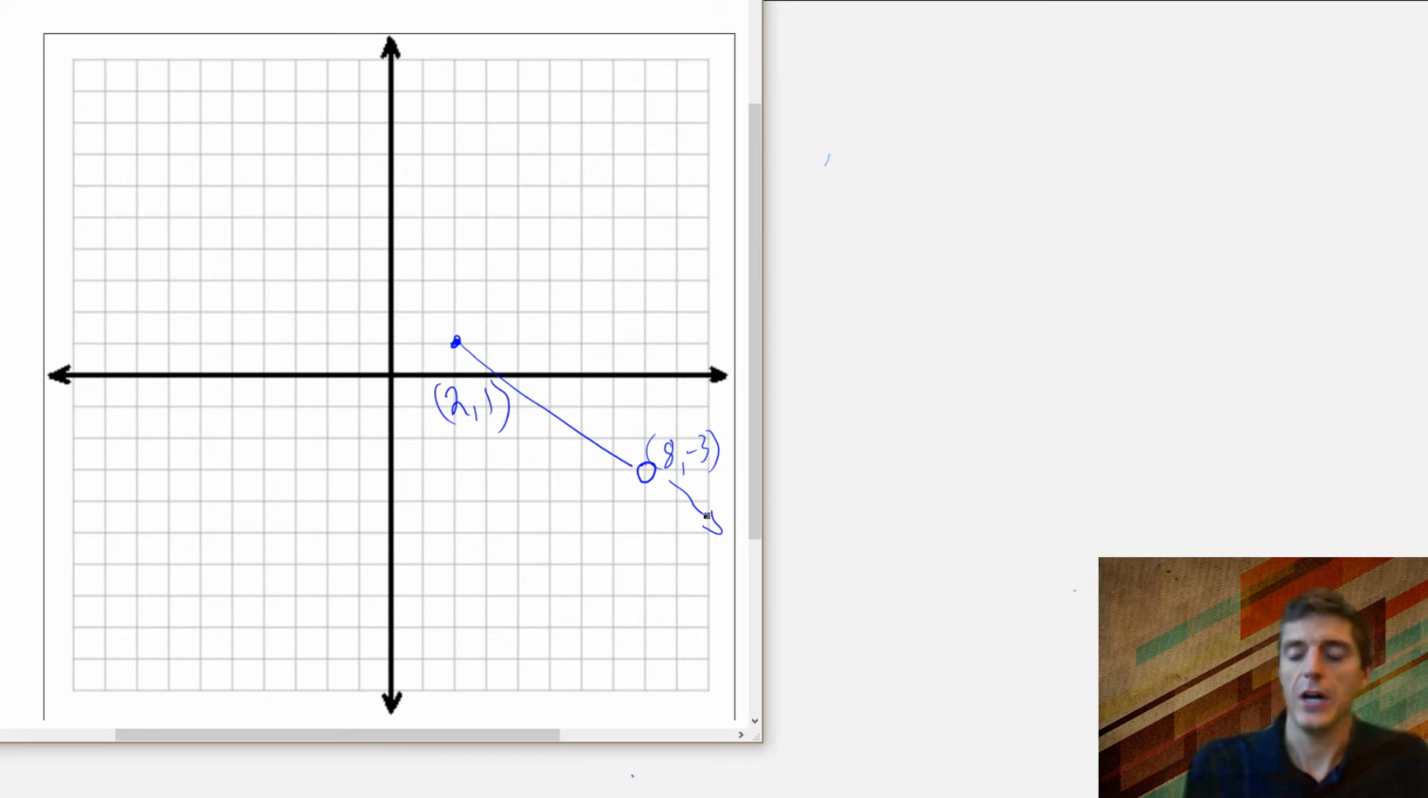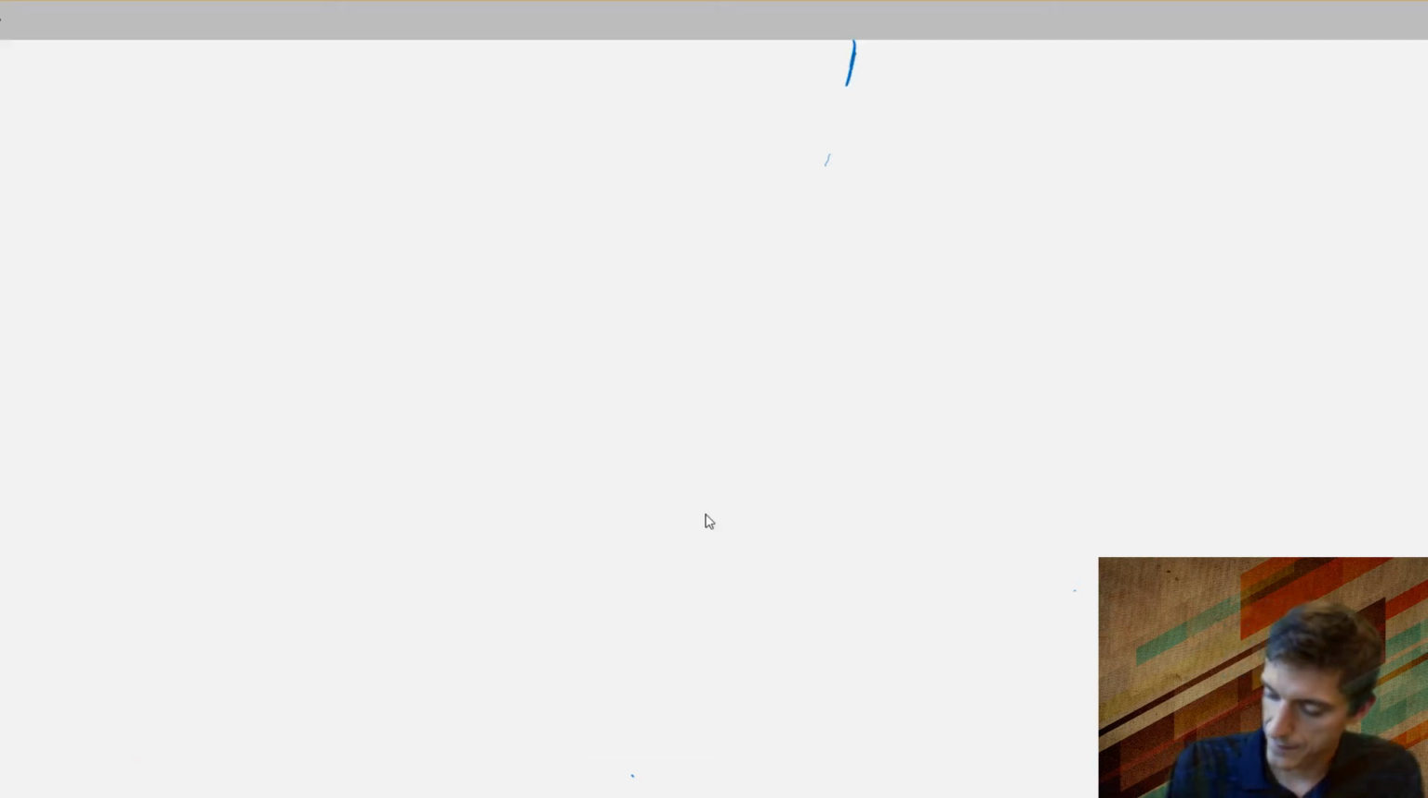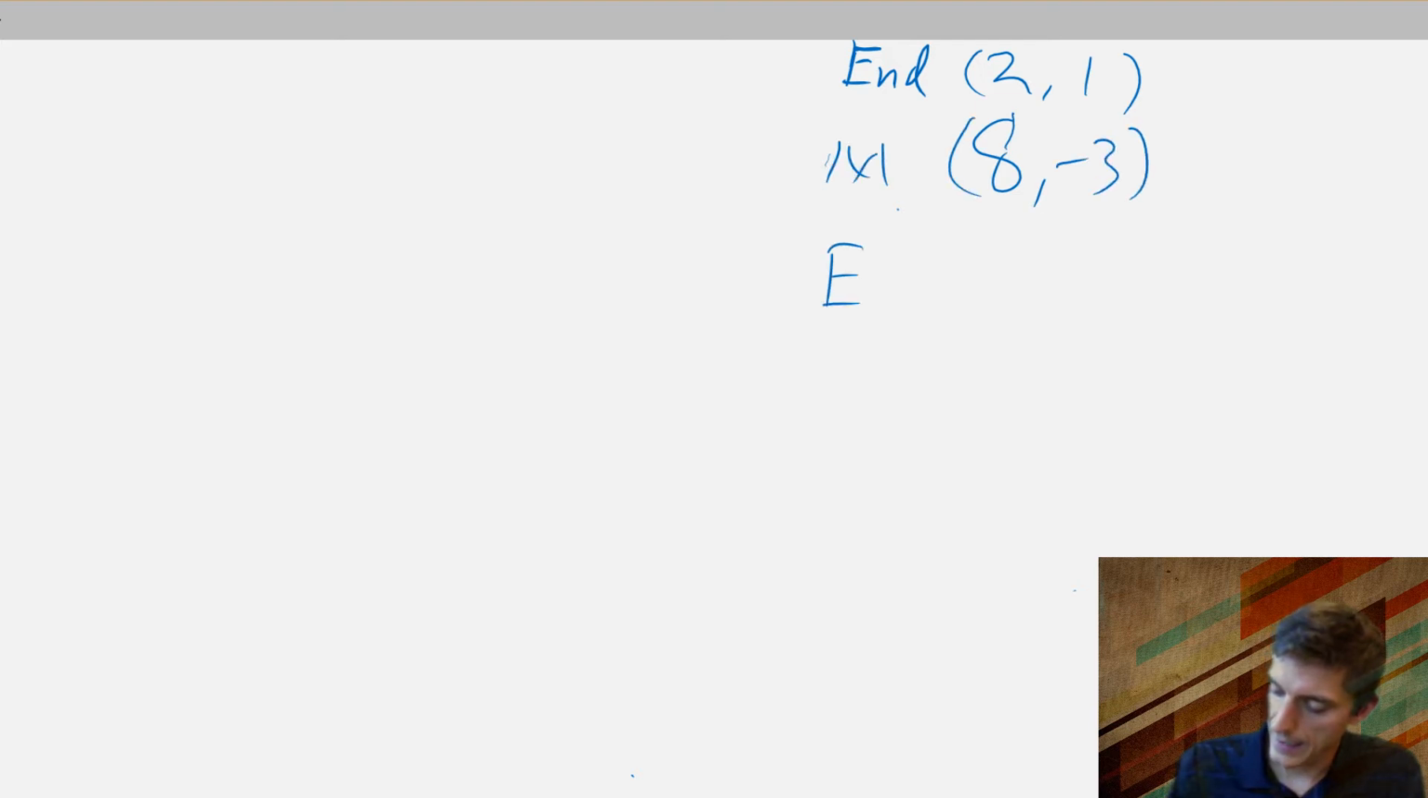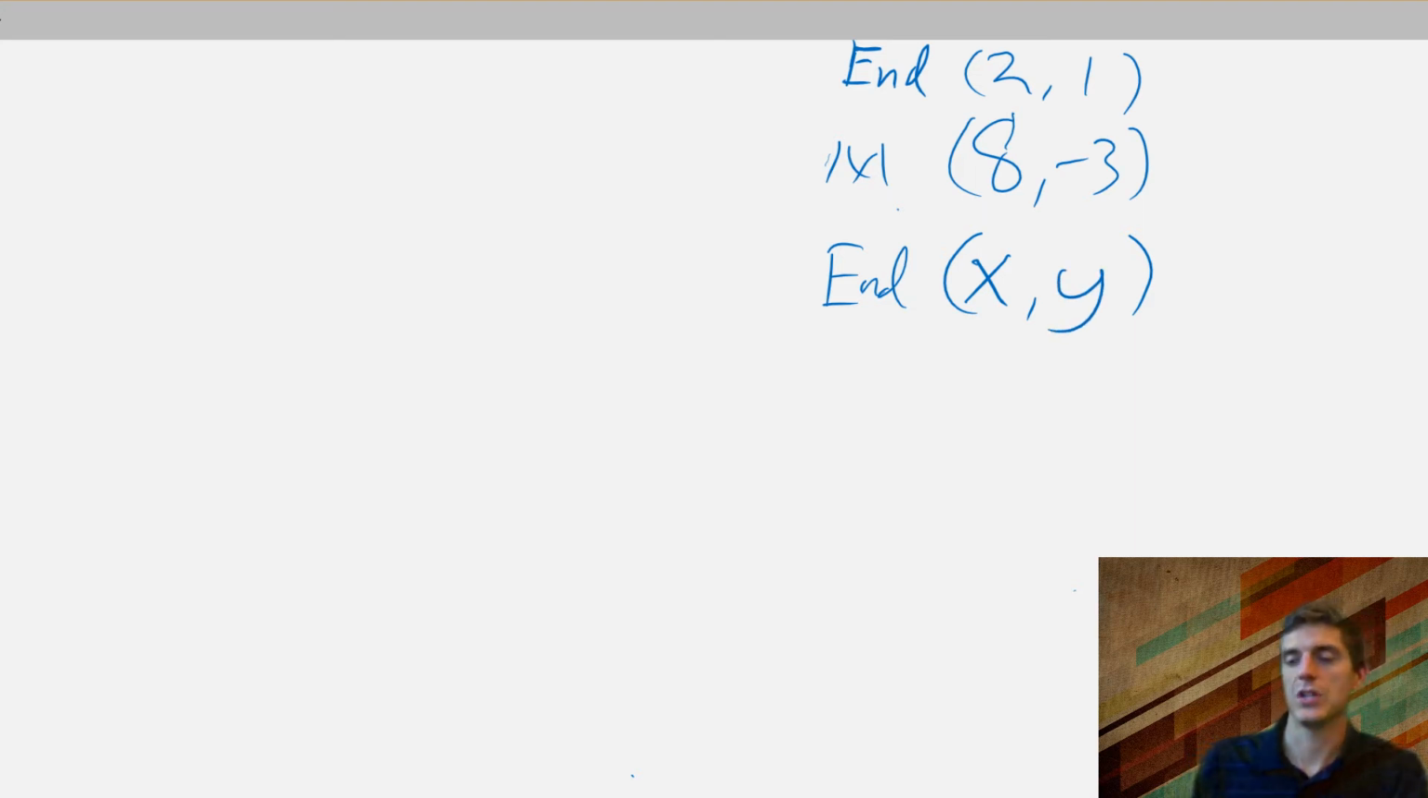There's an algebraic way to solve this. So I'm just going to write down what I have over here. My endpoint is (2, 1). My midpoint is (8, negative 3). And my other endpoint, don't know, comma, don't know. And it may be helpful to think about this as my endpoint is an x value I don't know and a y value I don't know. So let's look at how we would solve that algebraically.